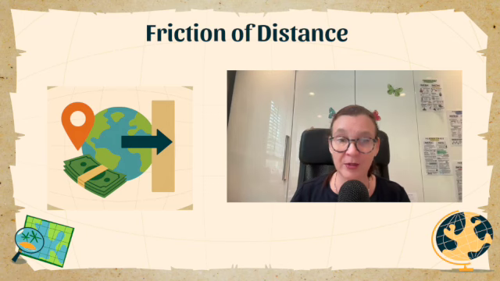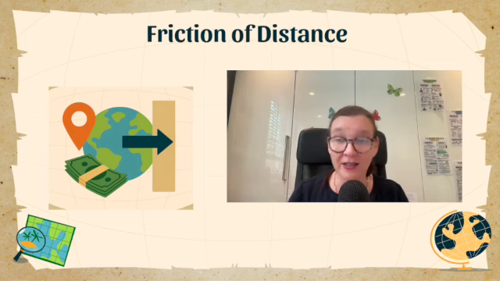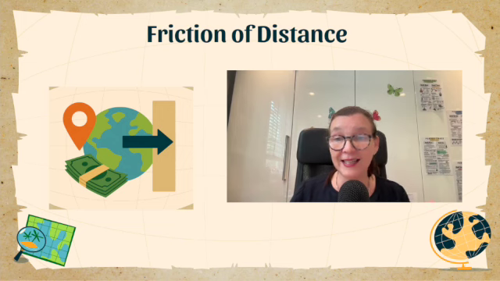Here's an AP exam tip for you. Friction of distance is often paired with distance decay. Think of friction as the cause or the obstacle and distance decay as the effect, the decrease in interaction.